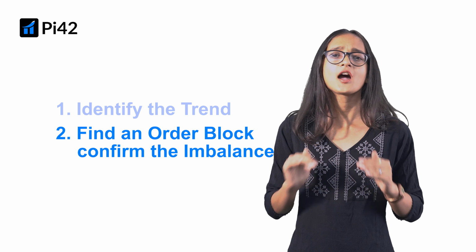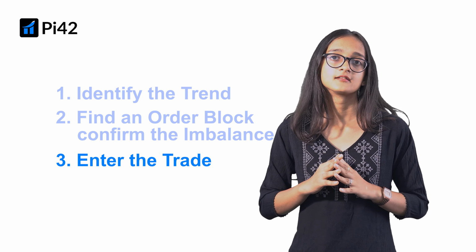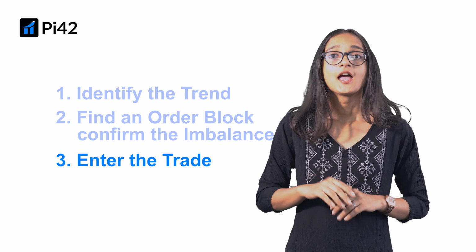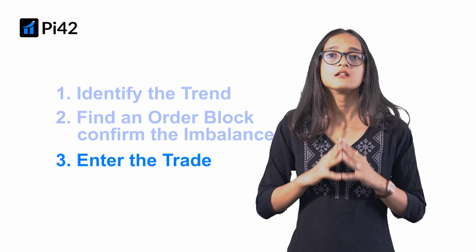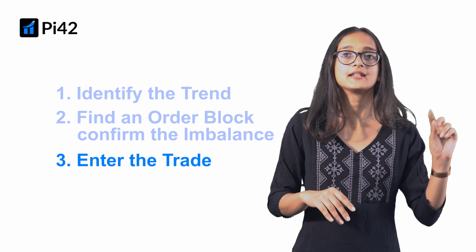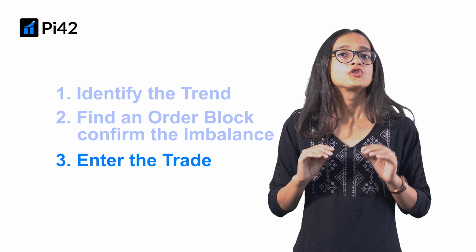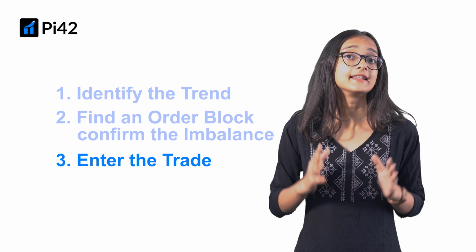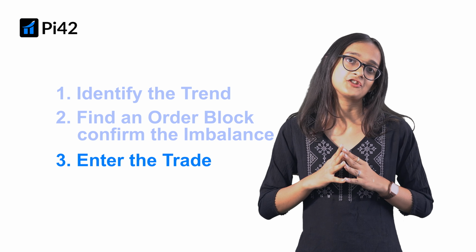Step 3. Enter the trade. Wait for the price to approach either the fair value gap or the order block. Watch how the price reacts in these zones. If a bullish pin bar or engulfing candle forms at the FVG and there is a confluence from indicators like RSI showing oversold or bullish divergence, consider entering a buy trade at the FVG.